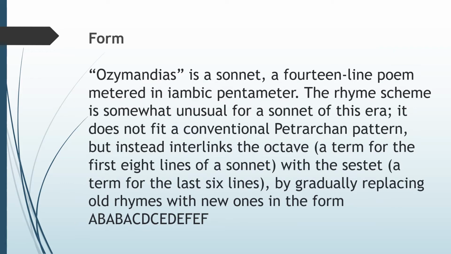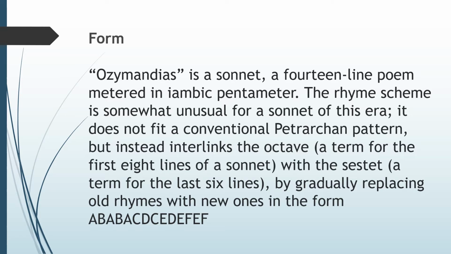Now, further discussing the poem, let us see what is the form of the poem. The poem Ozymandias is a sonnet. As discussed earlier, what is a sonnet? It is a 14-line poem metered in iambic pentameter. Iambic pentameter simply means that in each syllable pair, the second syllable is stressed, and there are usually 5 pairs of syllables per line. So there are 5 pairs of syllables and the second syllable is stressed.